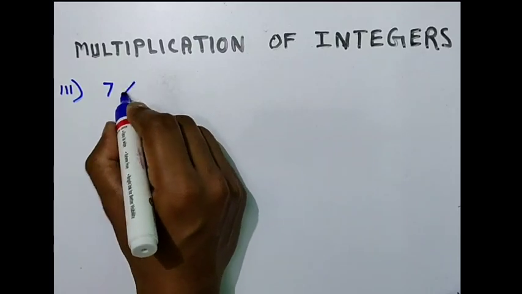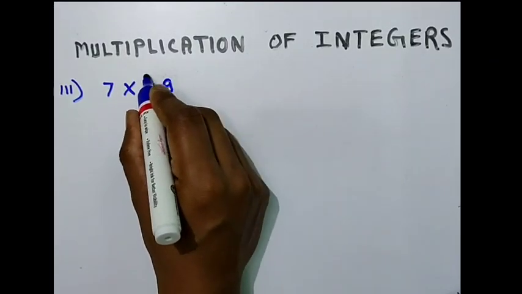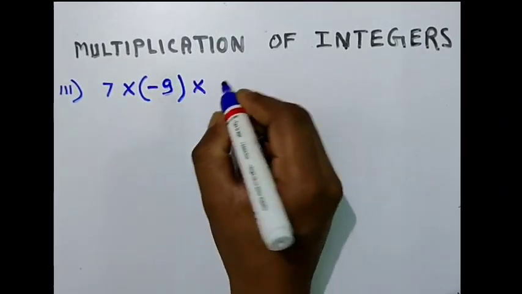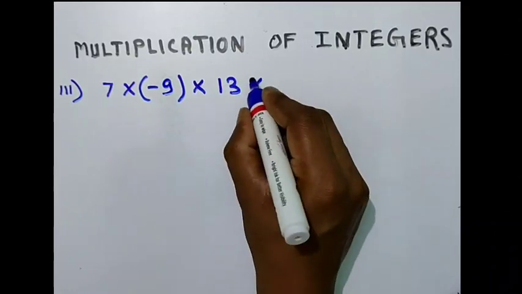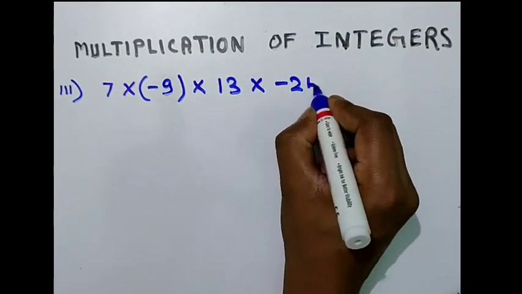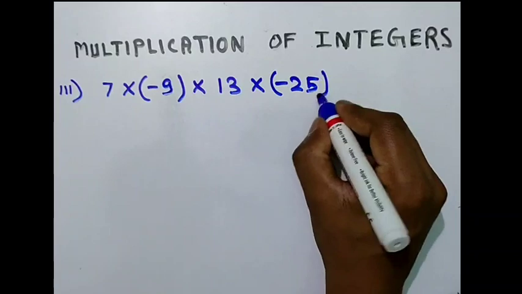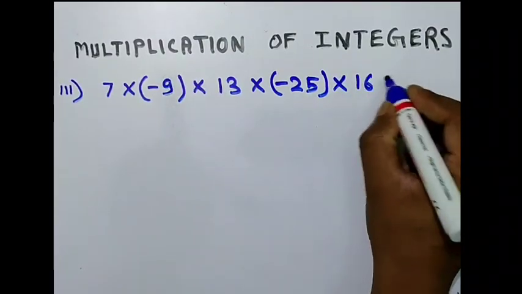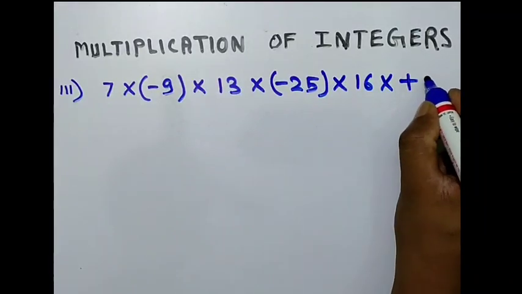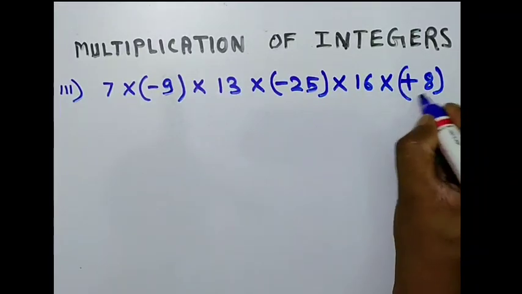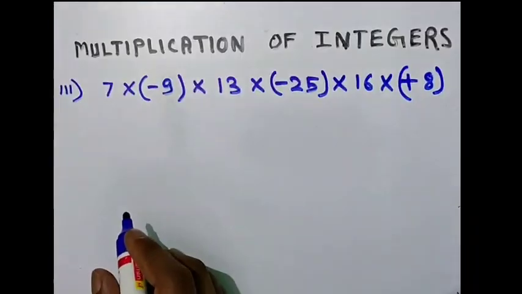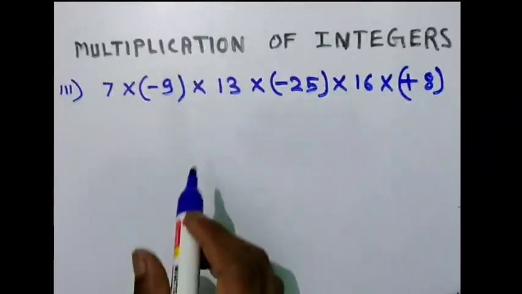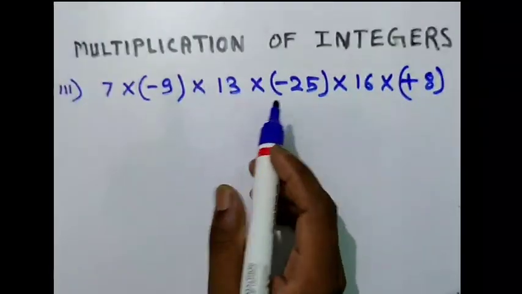7 multiplied by negative 9 into 13 into negative 25 into 16 into positive 8. So here you can go in any order.